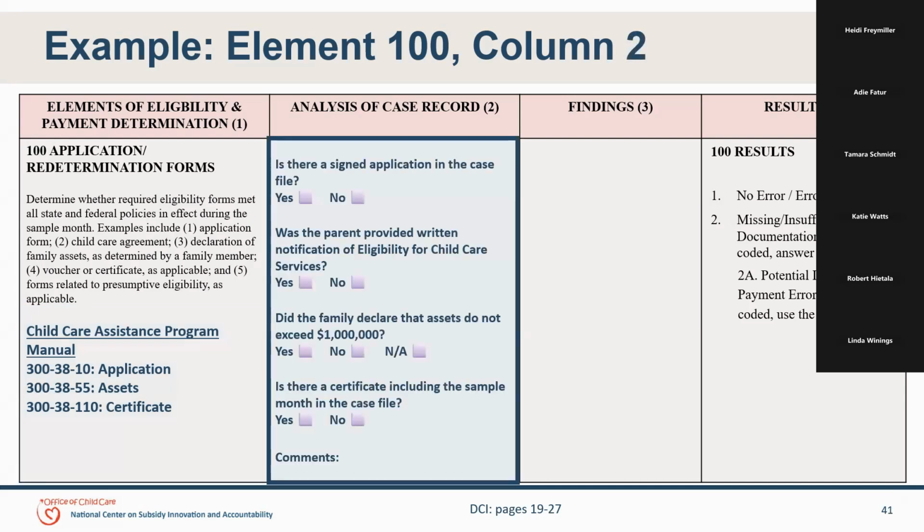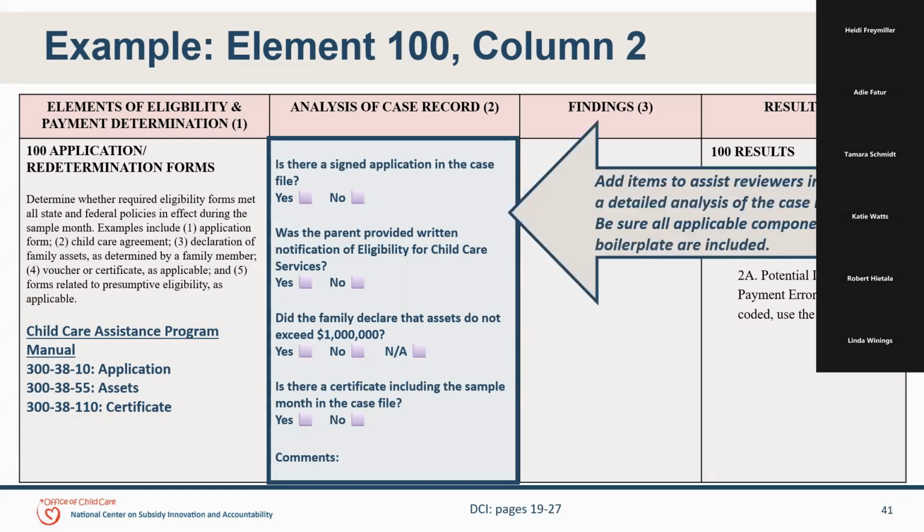We're going to stick with element 100 and move to the next part of customizing, which is column 2. Again, here you would add items to assist reviewers in conducting that analysis of the case record. And like in column 1, be sure that everything from the boilerplate that is applicable to your state is included here.